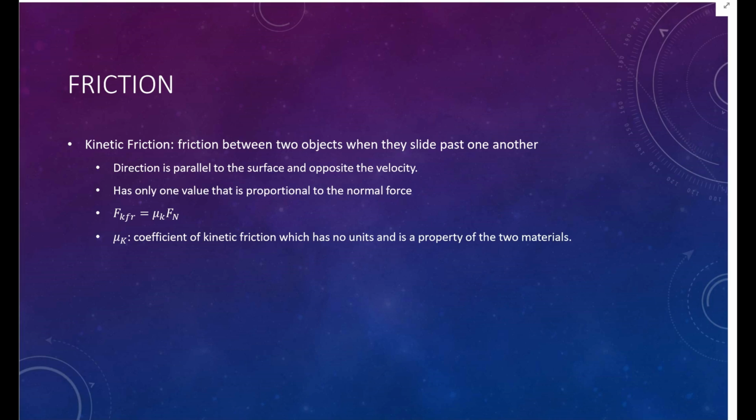We see we have a slightly different equation here. We do have one set value for kinetic friction. Our kinetic friction is equal to the coefficient of kinetic friction times our normal force. And our coefficient of kinetic friction is, again, still a property of the two materials that you're actually rubbing together. And it is still a unitless number. The only thing to consider is that, generally speaking, the coefficient of kinetic friction is less than the coefficient of static friction. We'll talk about why as we get further into this unit.